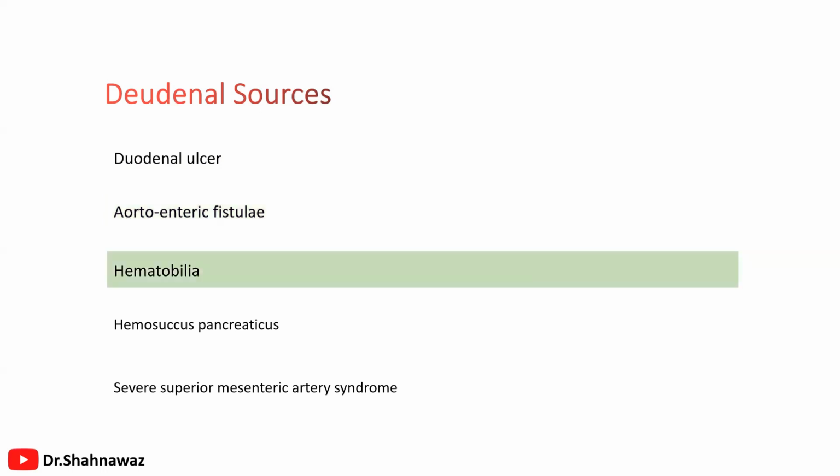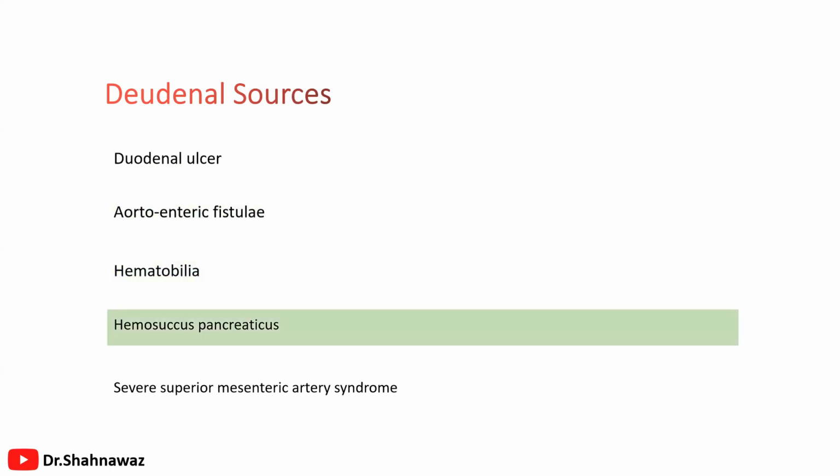The hematochezia, the bleeding could be present from the biliary tract bleeding, or you see hemosuccus pancreaticus, pancreatitis, due to which the pancreatic duct may be the source of the GI bleeding in the duodenum.